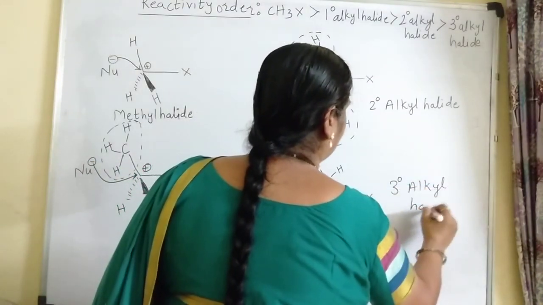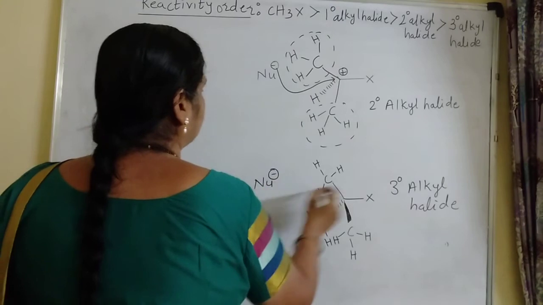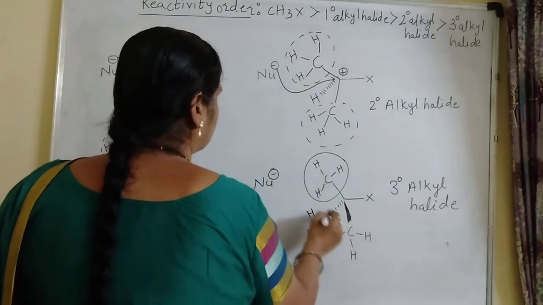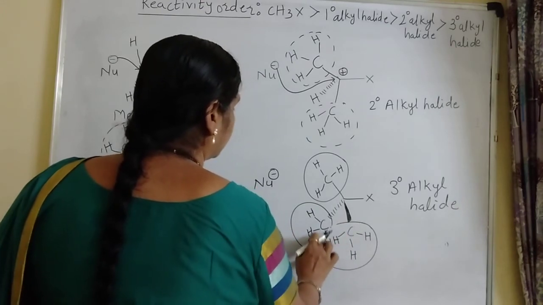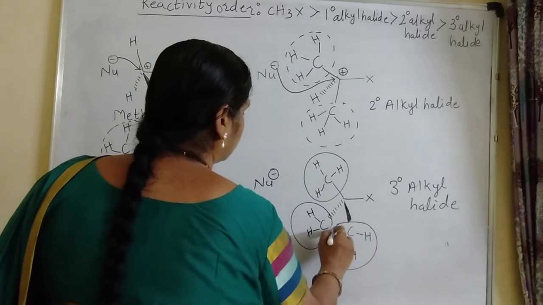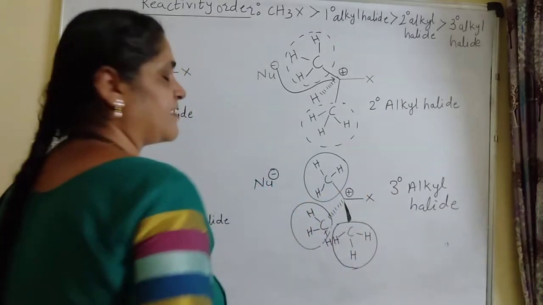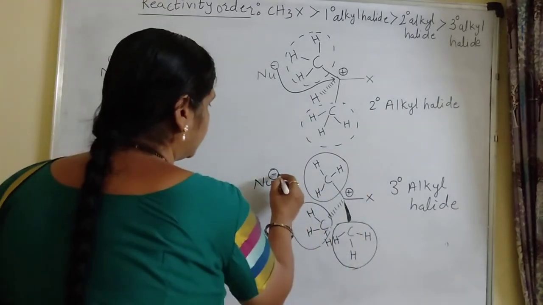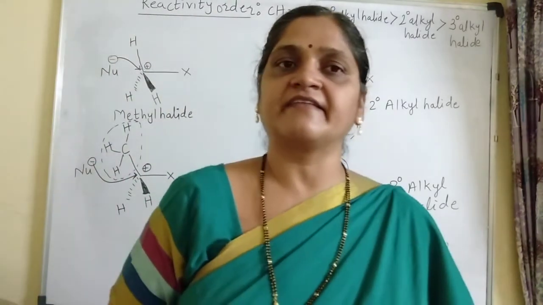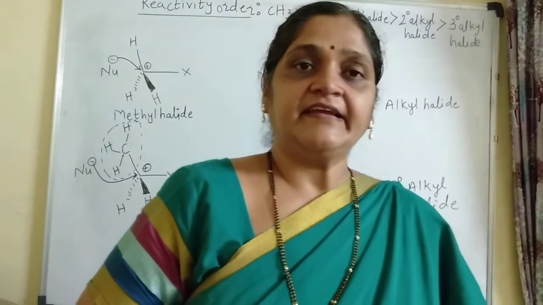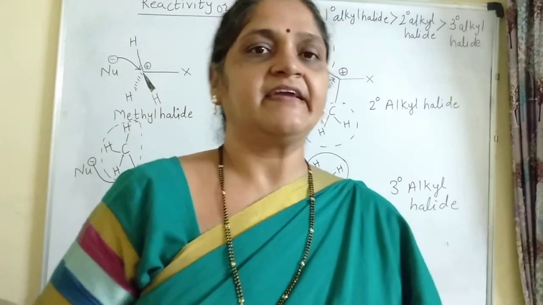This is the structure for the tertiary alkyl halide. You will find that the tertiary alkyl halide has 1, 2 and 3 bulky methyl groups attached to the positively charged carbon. Now, because of these bulky methyl groups, it is very difficult for the nucleophile to approach this positively charged carbon atom. This interaction of the bulky substituent with the nucleophile is known as steric hindrance.